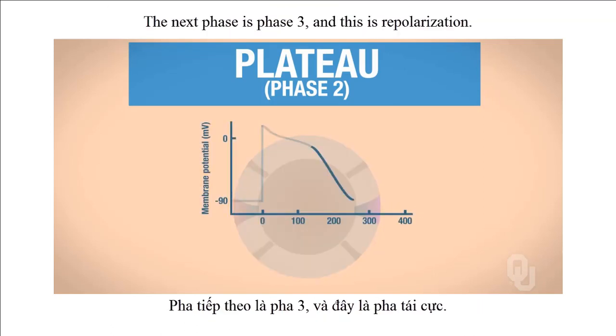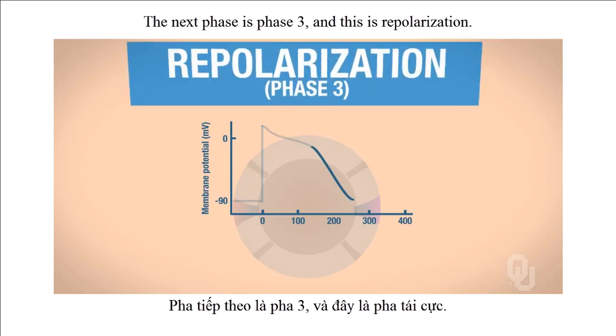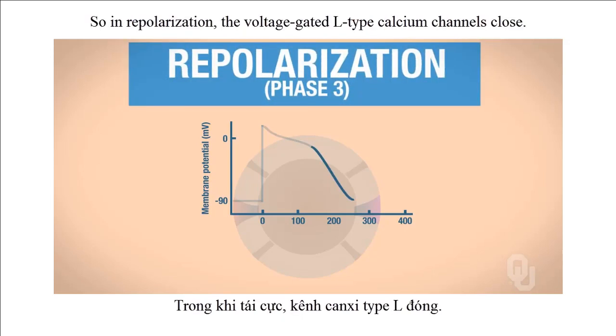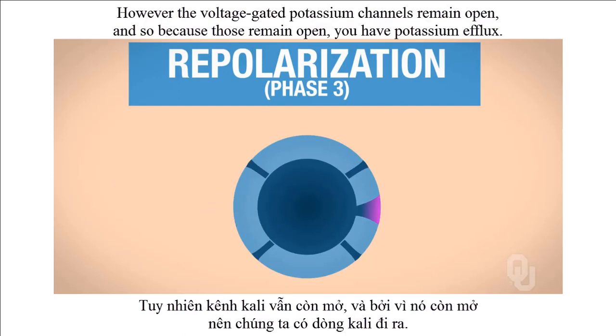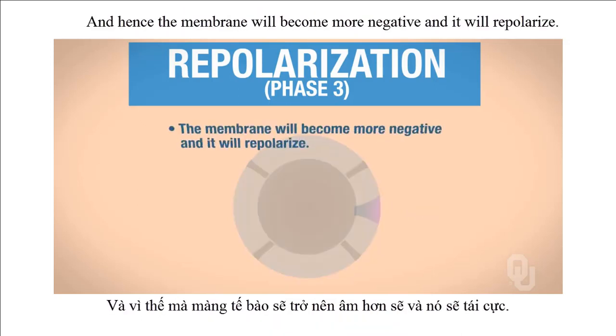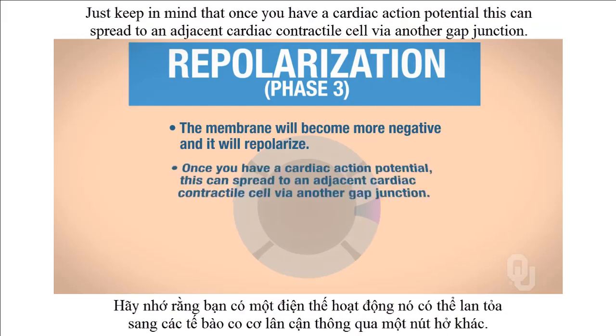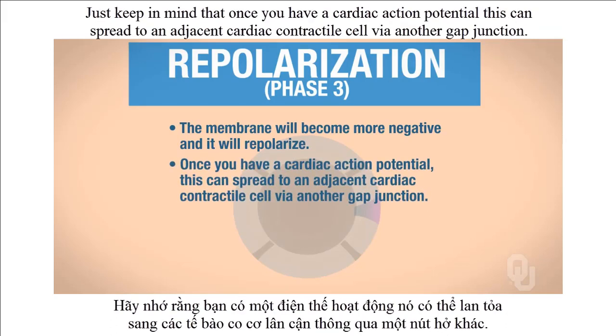The next phase is phase 3, and this is repolarization. So in repolarization, the voltage-gated L-type calcium channels close. However, the voltage-gated potassium channels remain open. And so, because those remain open, you have potassium efflux, and hence the membrane will become more negative and it will repolarize. Just keep in mind that once you have a cardiac action potential, this can spread to an adjacent cardiac contractile cell via another gap junction.